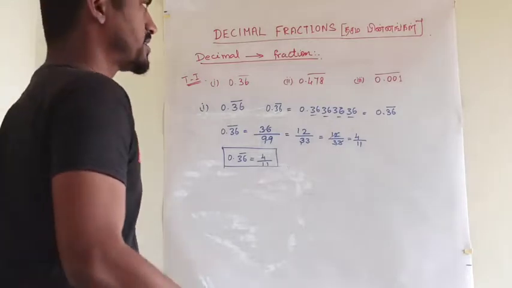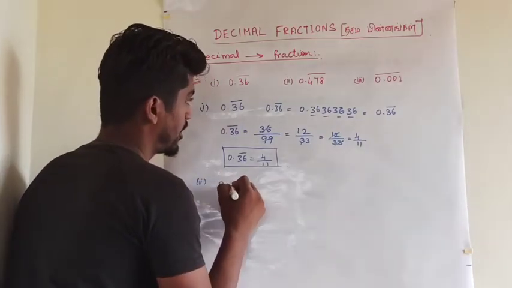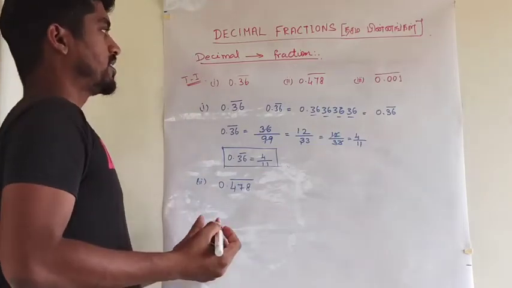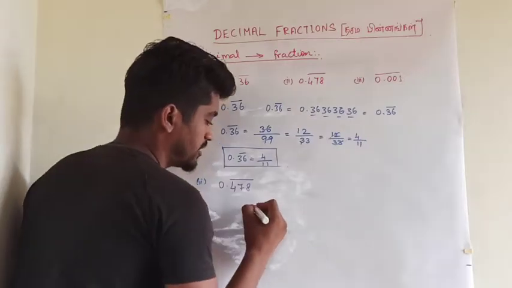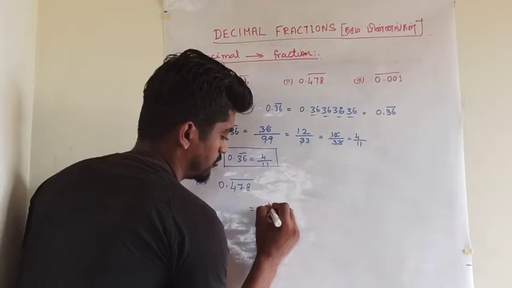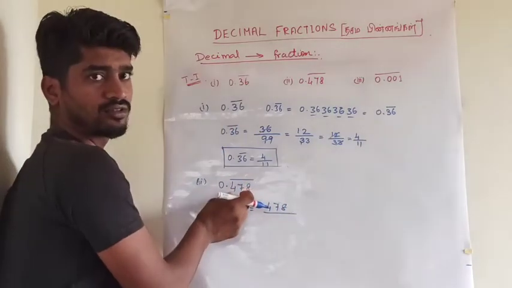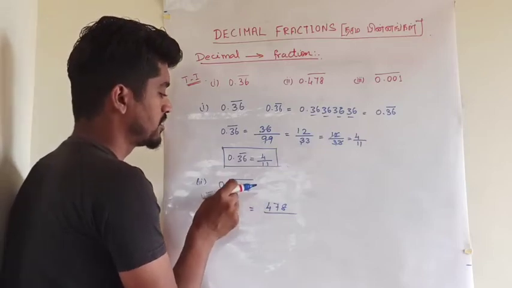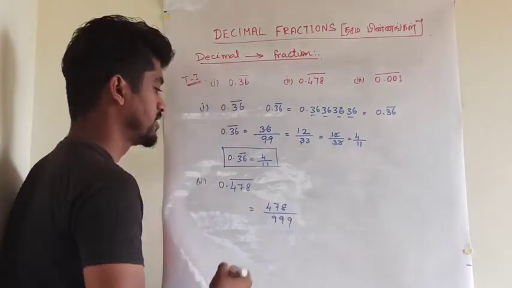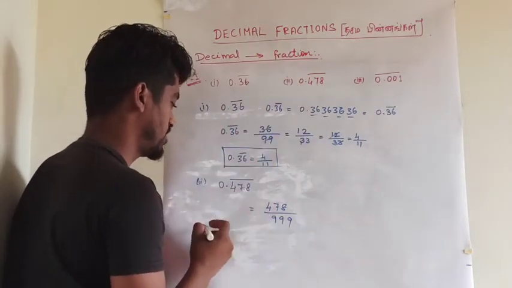And the second example is 0.478 bar. This time we have to write the value which is after the decimal point, 478. The number of digits which have the bar value is 3 digits, so we have to write 3 times 9. This is the fractional form of the decimal number 0.478 bar.